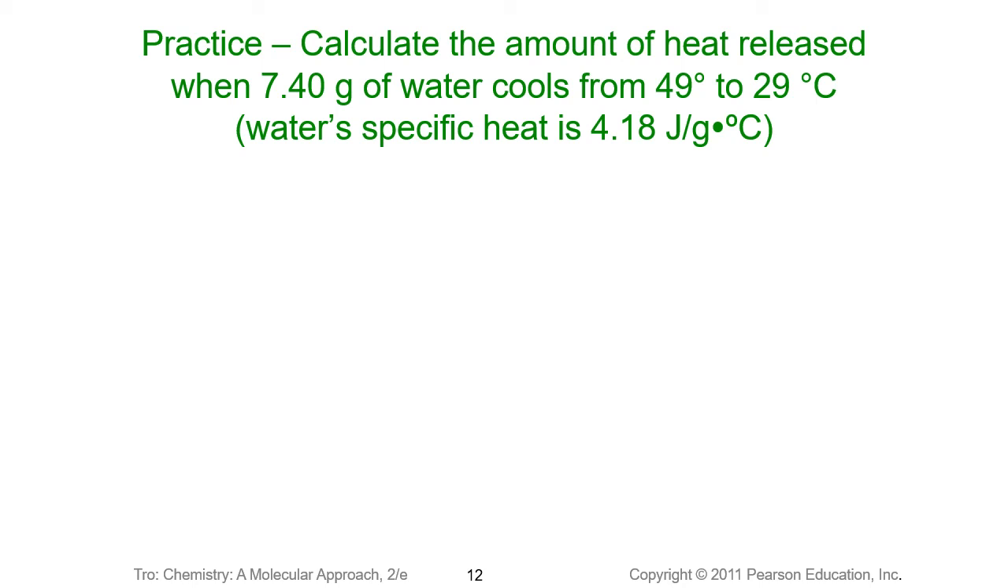Here's a practice problem for you to try. Calculate the amount of heat released when 7.4 grams of water cools from 49 degrees Celsius to 29 degrees Celsius. You're provided the specific heat. Pause the video and try your calculation.